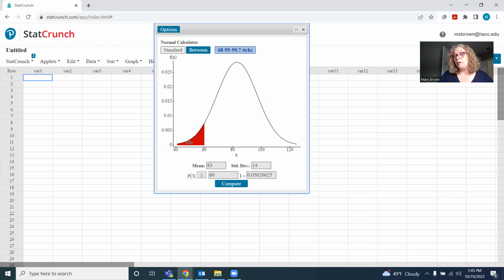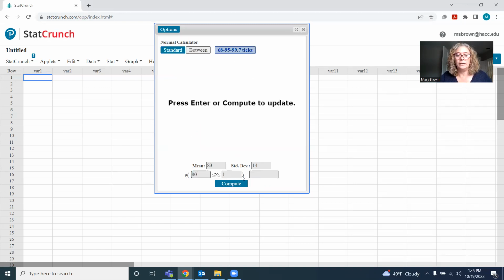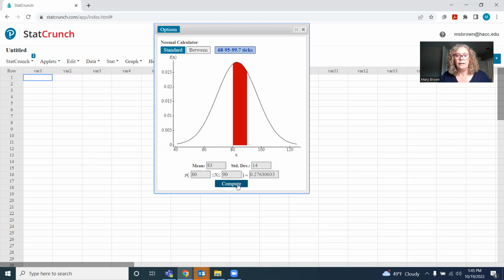Suppose I want to know, well, how about a B? How many students have a B? Well, to do that, I'd be looking at between two values, between 80 and 90. So we're going to choose the between option, and we'll put in a low of 80 and a high of 90. So how likely is it a student falls between an 80 and a 90? Hitting compute, I see that about 28% of the students have a B currently. They're in the 80 to 90 category. So 28% of the students have a B.